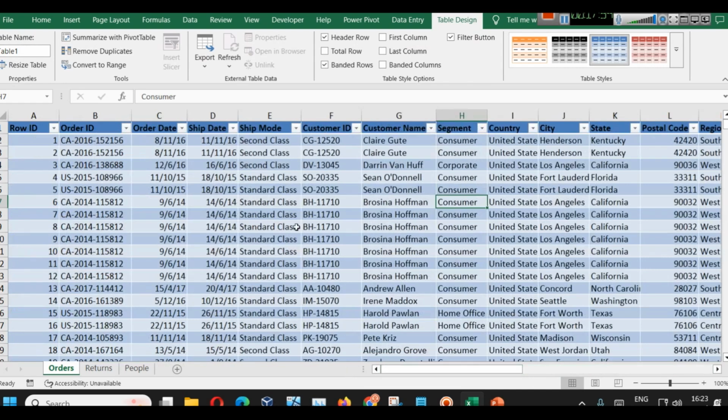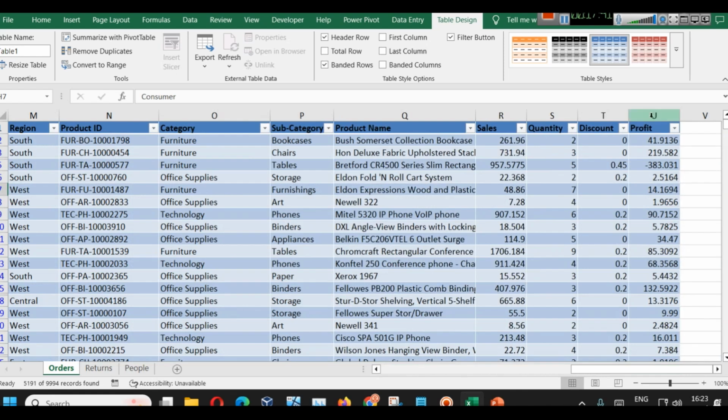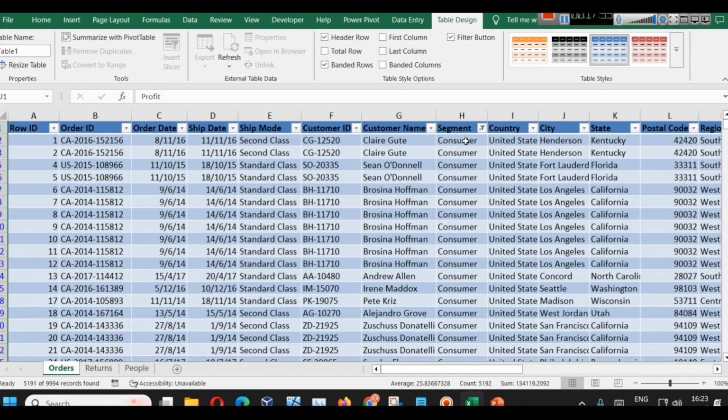And then if we have to find out for segment, what I will do is select consumer and then select profit and its sum, which is coming as 1,34,119.2092. So for this segment it is this. Then I will do it for the other segments, right?